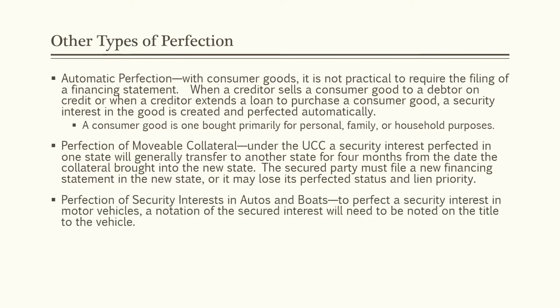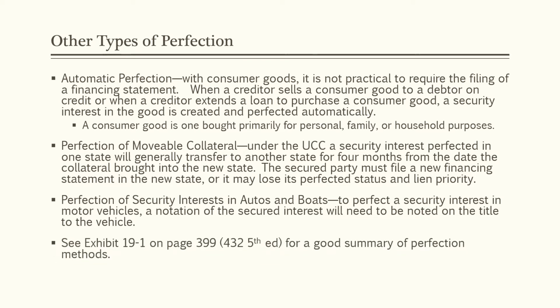Then there's perfection of security interests in autos and boats. To perfect a security interest in motor vehicles, a notation of the security interest will need to be noted on the title to the vehicle. It has to be there. You can look at Exhibit 19-1 on page 399 of your textbook for a good summary of perfection methods.